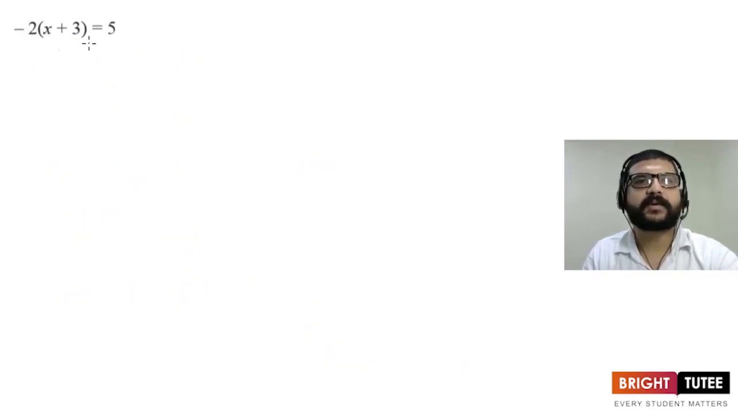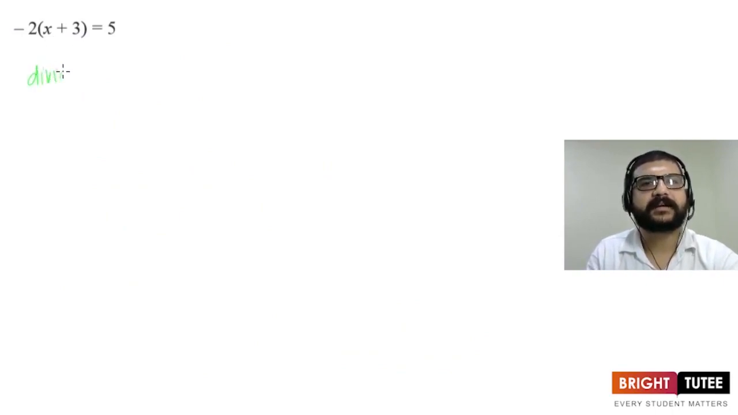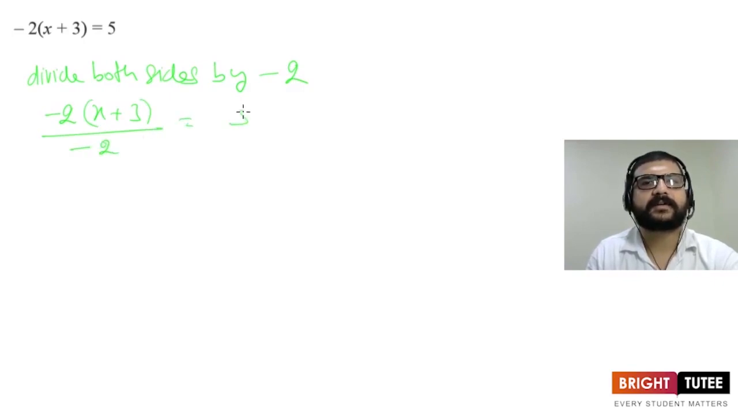Now let's consider one more equation, which is minus 2 multiplied with (x plus 3) is equal to 5. Now what we can do here, we can divide both the sides by minus 2. Now by doing that we will get minus 2 into (x plus 3) divided by minus 2 is equal to 5 divided by minus 2. Now by simplifying this we can cancel minus 2 and minus 2. We will get x plus 3 is equal to minus 5 divided by 2.